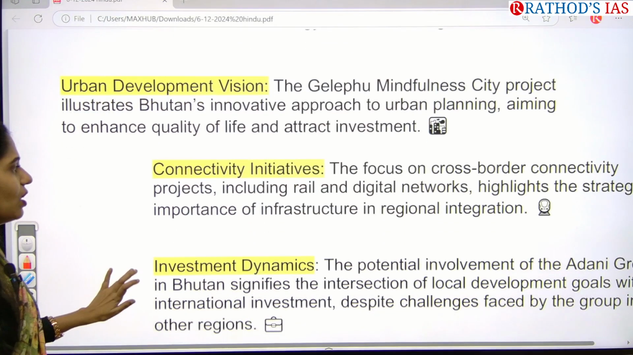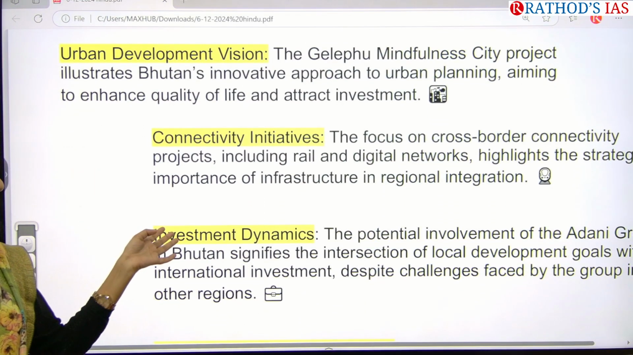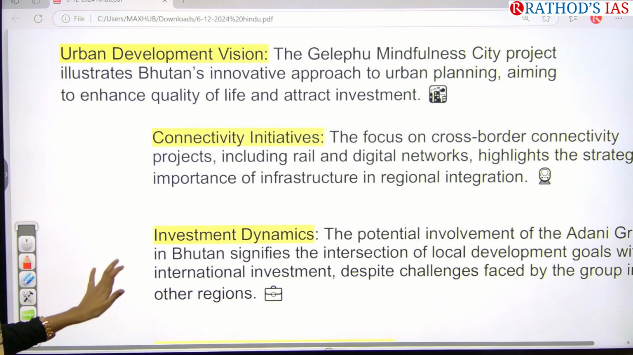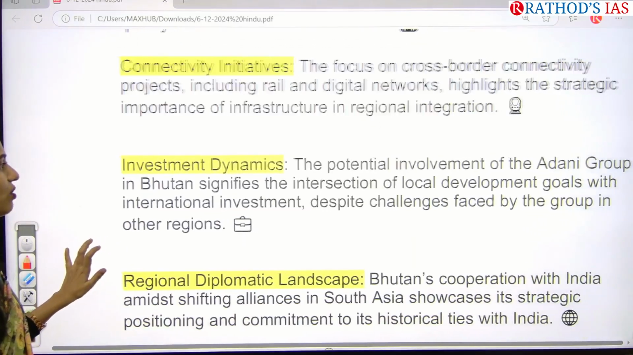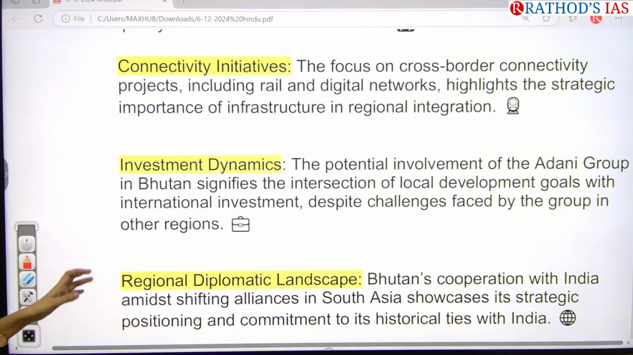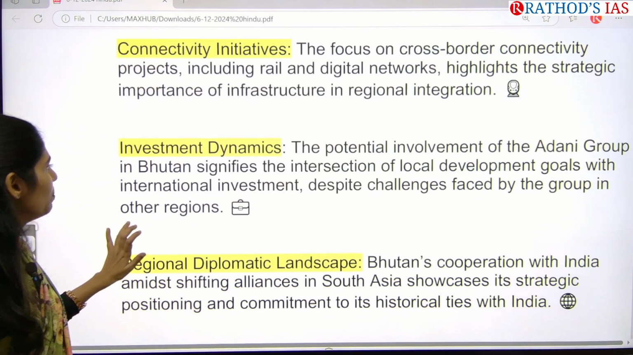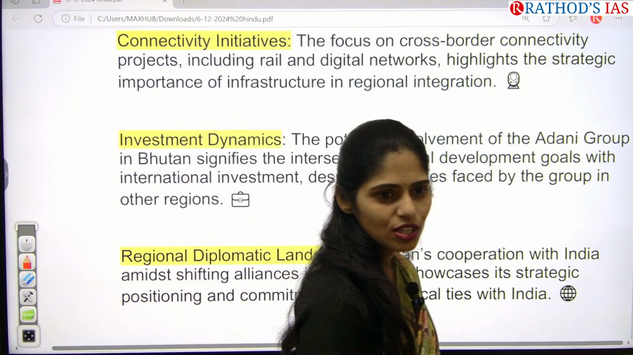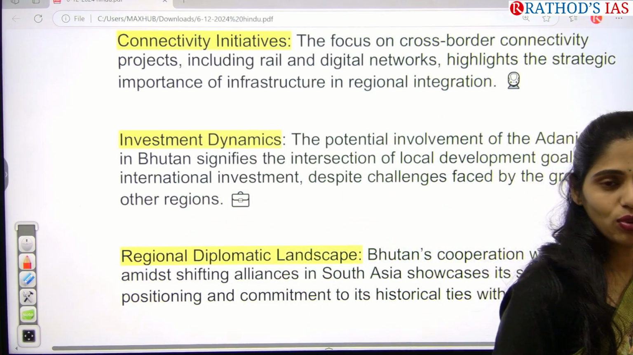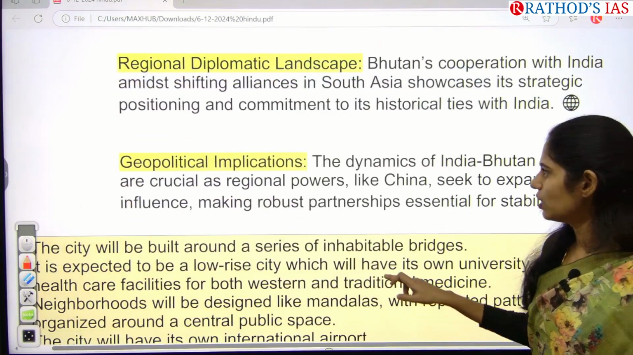And the next one here is they're also focusing on improving cross-border connectivity as well, like rail projects, digital networks, as well as infrastructure, etc. And they're also focusing on getting investments. So there is a potential investment or involvement of the Adani Group in Bhutan. Actually, because of some allegations against Adani, there is also some cause for concern regarding the investments of the Adani Group in Bhutan. Okay, so that's the thing that you have to see.